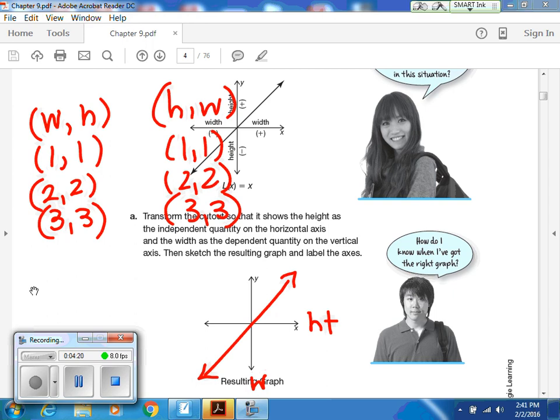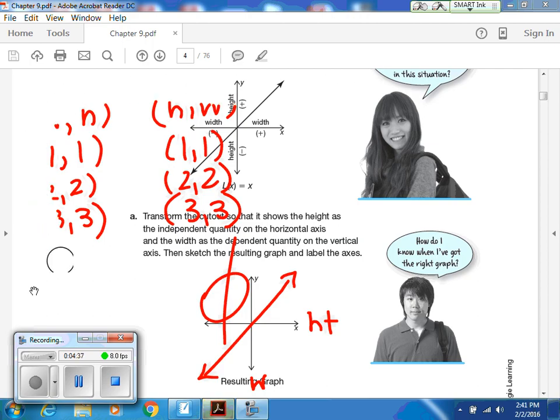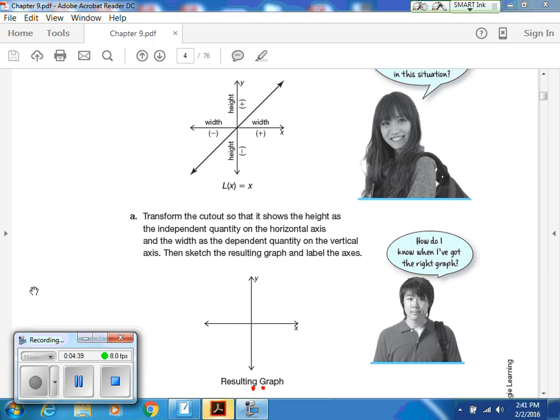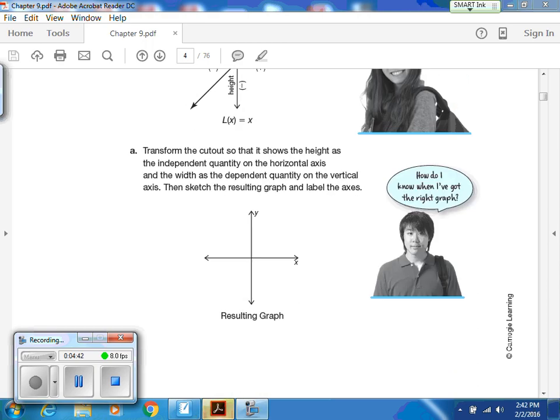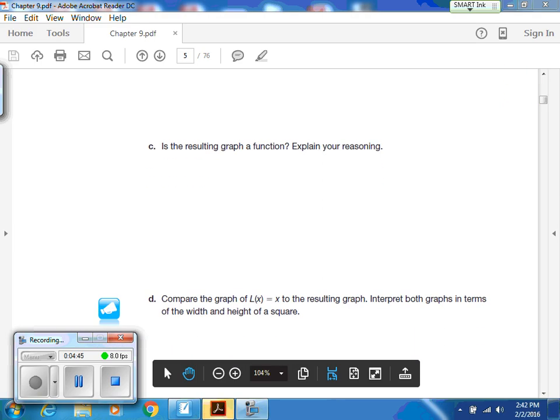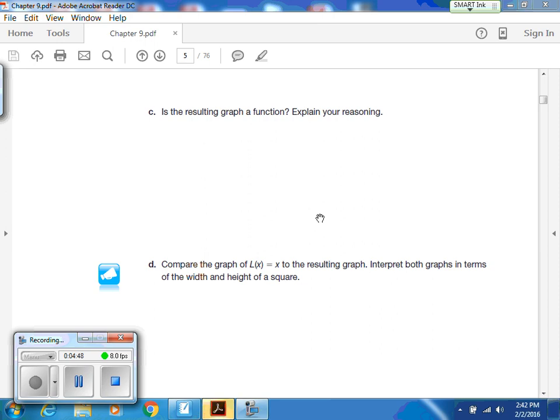I think we just answered a question on the next page. We did. Can you draw one that's not a function in that real quick? Not a function. See? Fails the vertical line test. If it touches twice, it's not a function. We just answered question C on the next page, by the way. Is it a resulting graphic function? Explain your reasoning. It is. Brandon gave us our reasoning. It passed the vertical line test.